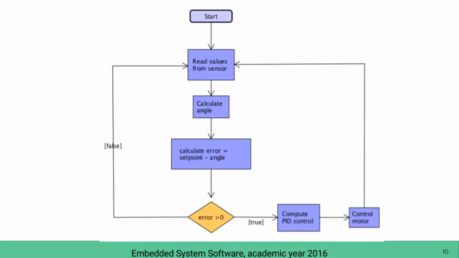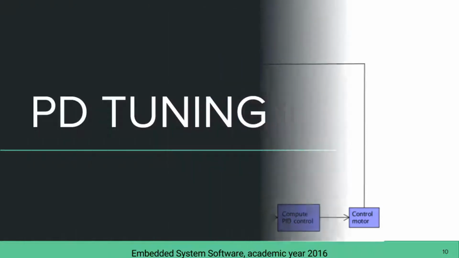The flow of the system starts from reading the value from the sensor, then calculating the angle from the sensor values. After that, the error can be calculated by subtracting the balance set point from the angle. If there is an error, it means the model is not balanced. We have to compute the PID control value and move the wheel.